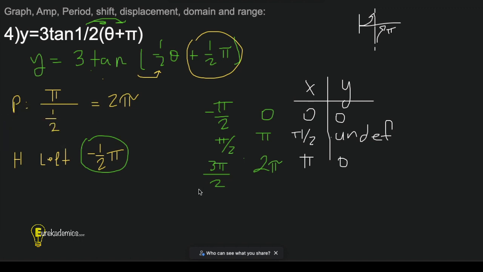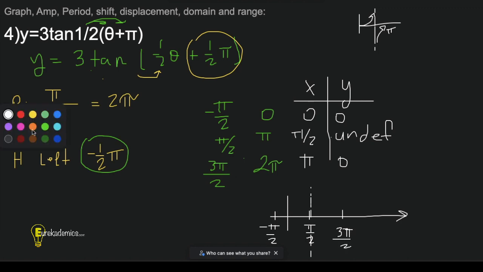Our asymptotes don't change, so that's nice. So our ticks, we decided, were negative pi over 2. Pi over 2 is going to be our asymptote. And our last tick is going to be 3 pi over 2. Okay, so we start at 0, and we tango to the asymptote, and then we're going to come right back. Okay, I hope you enjoyed 4.